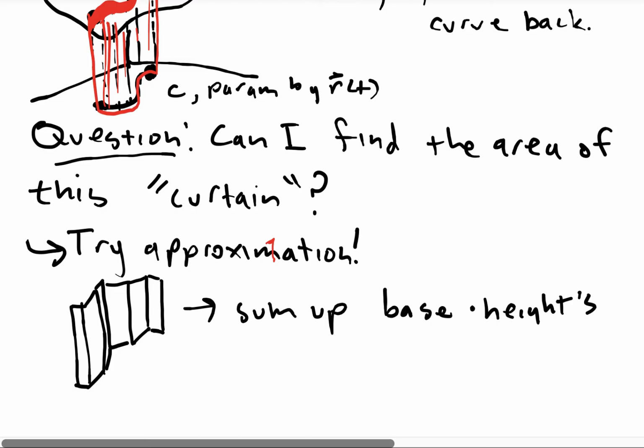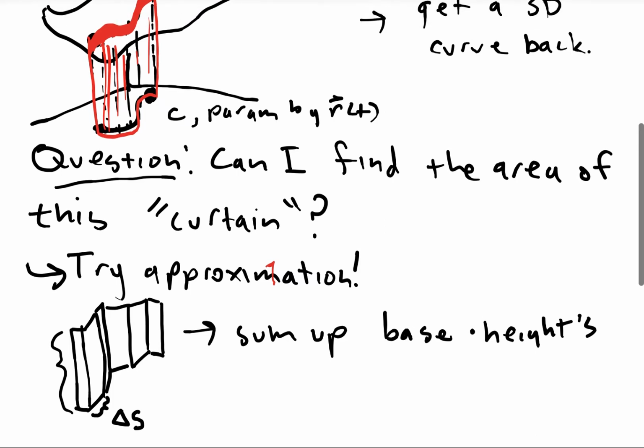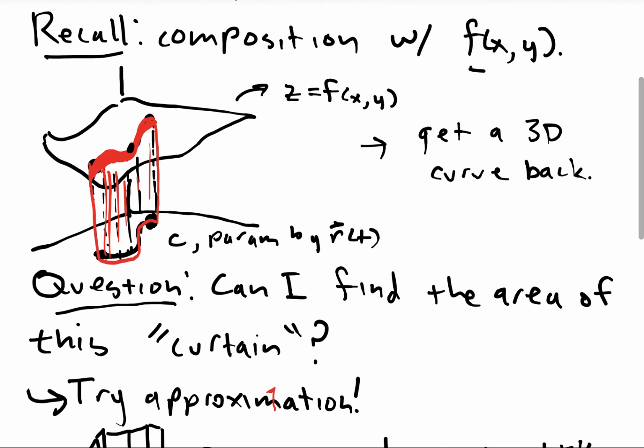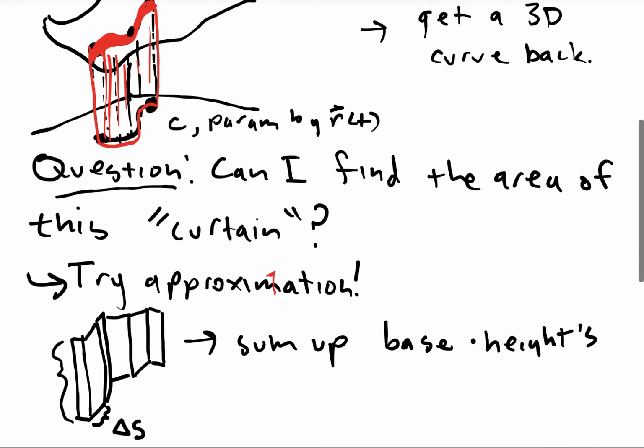Well, I'm going to go ahead and label these little bases. We'll call these delta S. We'll see why later. And then these heights, where did the heights really come from? The heights really came from me plugging these points into my surface. So ultimately, I got these by plugging into my function at whatever coordinate I was interested in, right?